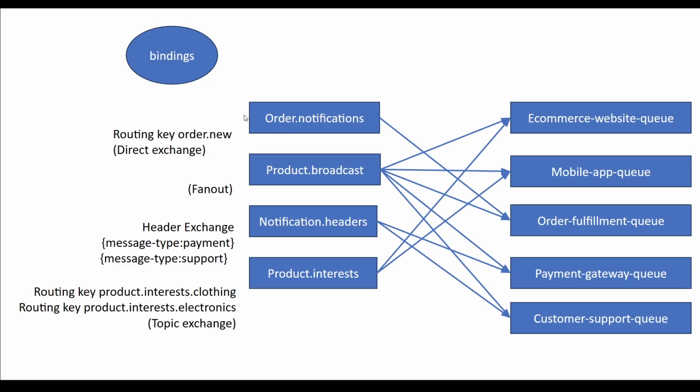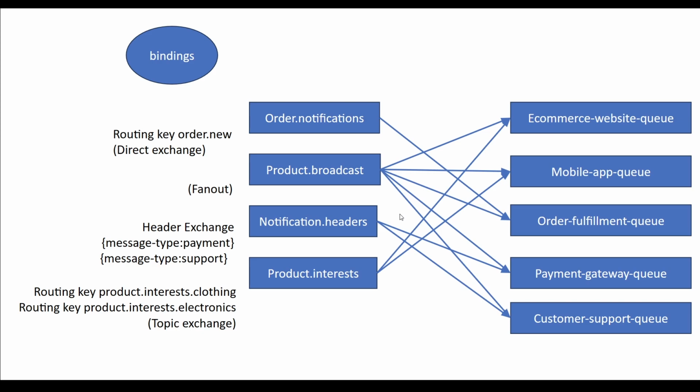Here we can see first of all we'll be binding each exchange with the type. The first one will be order notification. As I mentioned, it will be a direct exchange. We'll be adding a routing key order.new and it will be associated with the order fulfillment queue. Then we'll be having the fanout exchange, and as I mentioned in the last video, the fanout exchange will be passing the messages to all the queues. As we can see from fanout, all the queues are getting the messages.